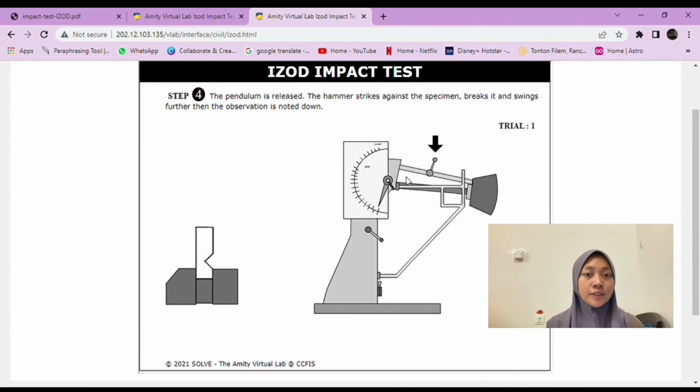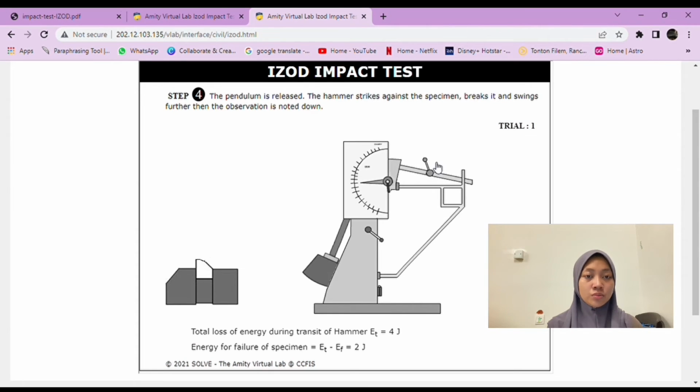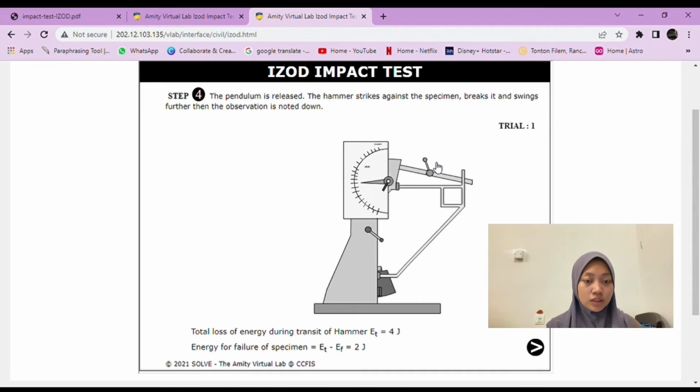Step 4, the pendulum is released. The hammer strikes against the specimen, breaks it and swings further, then the observation is noted down. So, total loss of energy during transit of hammer equals 4 joules. Energy for failure of specimen equals ET minus EF equals 2 joules.